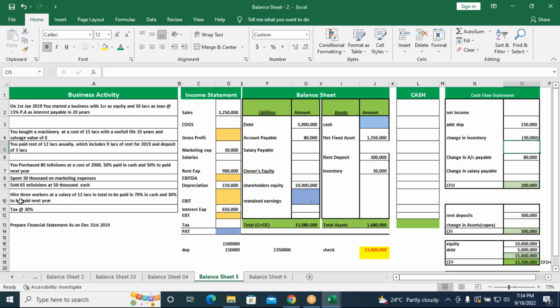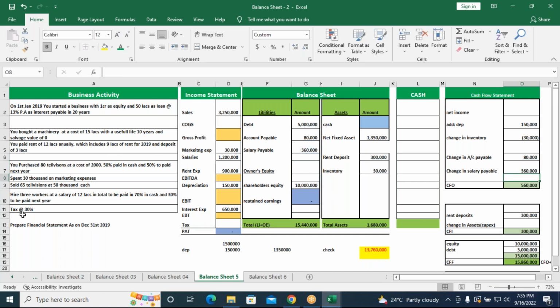Then hire 3 workers at a salary of 12 lakh rupees in total to be paid. Means 12 lakh rupees salary is equal to 12 lakh, where I have paid 70% by cash and 30% I am still yet to pay. So salary payable will be equal to 12 lakh into 30%, which I am supposed to pay. That is 3,60,000 rupees. So salary payable will be 3,60,000.